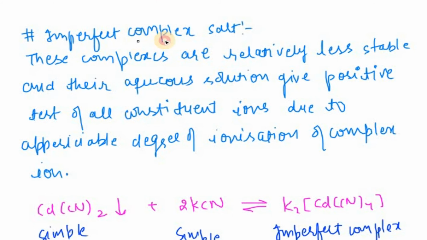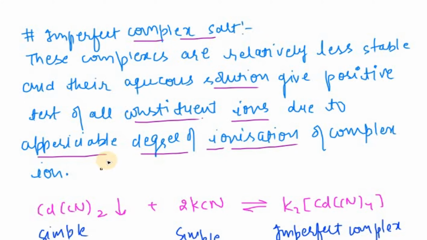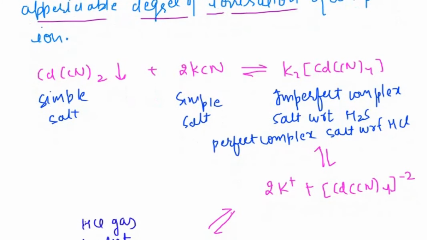Let's talk about the imperfect complex salt. These complexes are relatively less stable, and their aqueous solution gives a positive test of all constituent ions due to appreciable degree of ionization of the complex ion. So that's the difference between the perfect complex salt and the imperfect complex salt. It gives the test of all constituent ions due to appreciable degree of ionization.